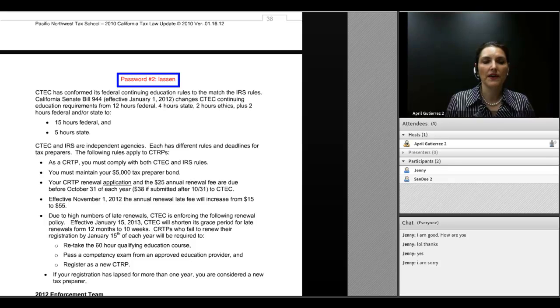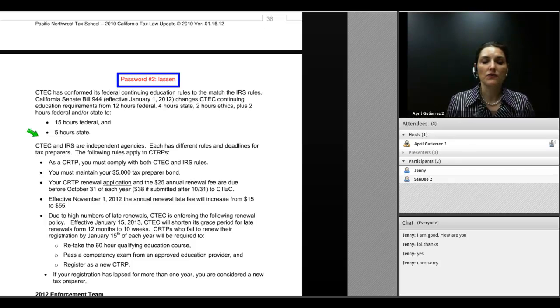CTEC has conformed its federal continuing education rules to match the IRS rules. What that means is that instead of requiring 12 hours federal, 4 hours state, 2 hours ethics, plus 2 hours of federal and/or state, CTEC now simply says you need 15 hours of federal and 5 hours of state.